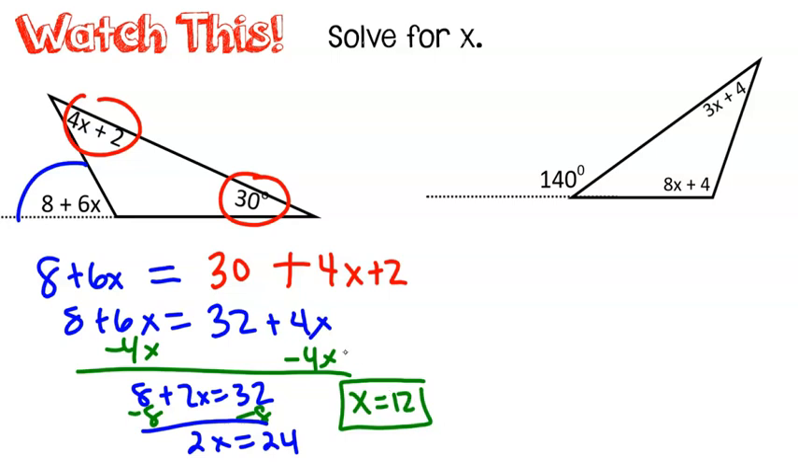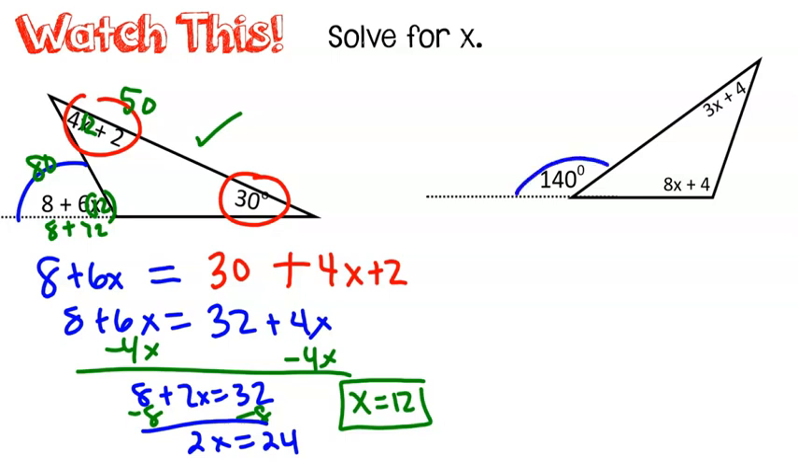If I use this value to substitute in here for x, I'm going to get 8 plus 72, which gives me 80. And 4 times 12 is 48. 48 plus 2 is 50. And 50 plus 30 is also 80.